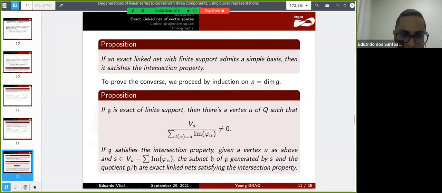And if G satisfies the intersection property, given a vertex U as above and S in VU minus the sum of the images of phi alpha, the subnet H of G generated by S, and the quotient G over H are exactly linked nets satisfying the intersection property. All right, essentially here is the step of induction of this proposition.